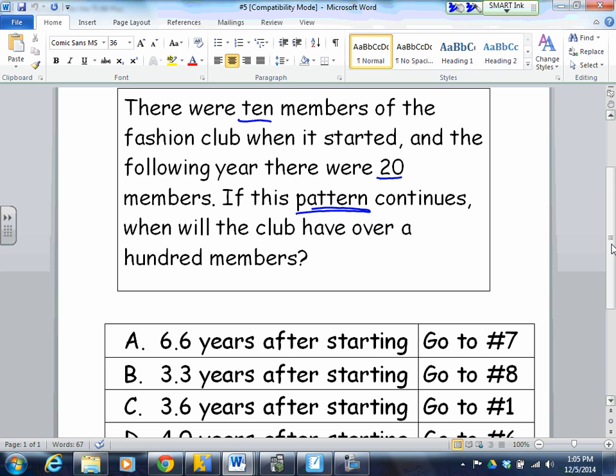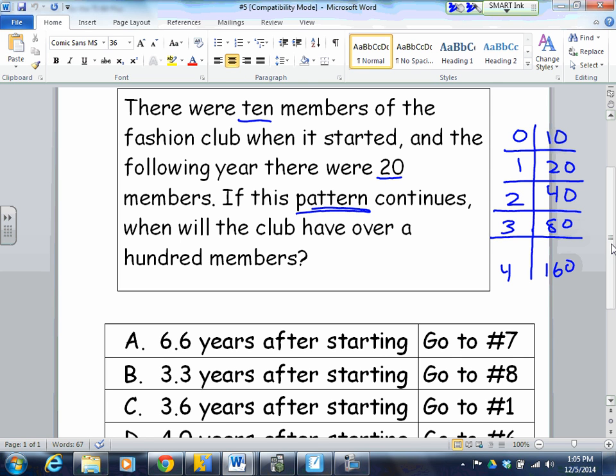So what I would do is think of a little table. When you first started, there were 10 people. One year goes by, that doubles. Another year goes by, the 20 now doubles. So it's not just adding 10, it's getting multiplied by something. Somewhere in between 3 and 4, we're basically saying, when is it going to be 100? So we're trying to find that x value there.